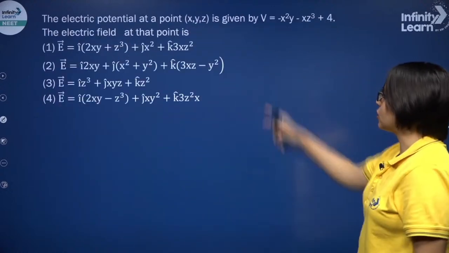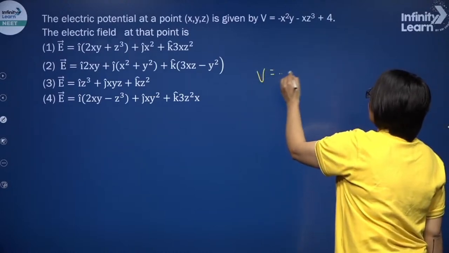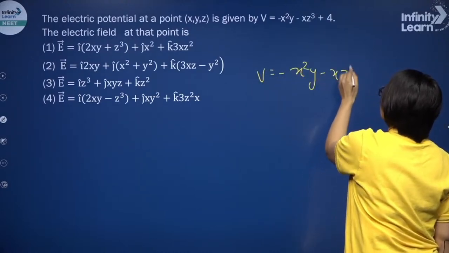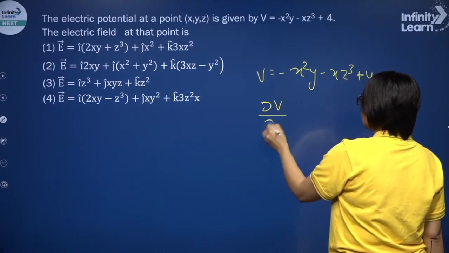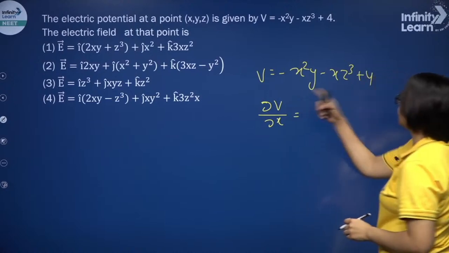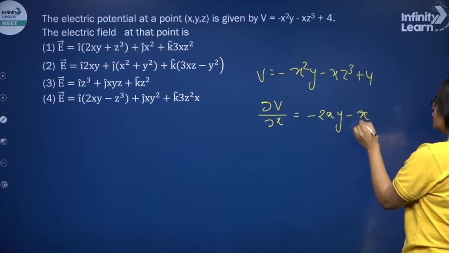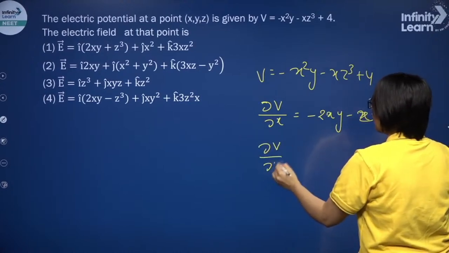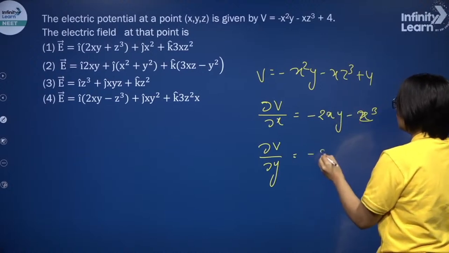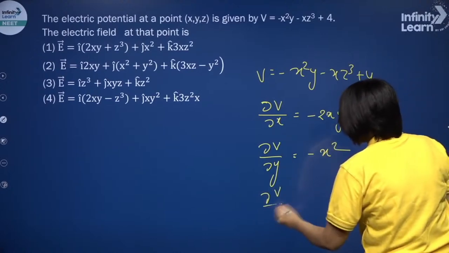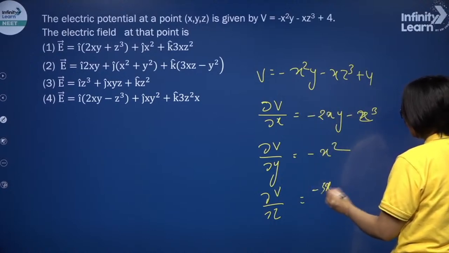Next is, electric potential at a point x, y, z is given by V equals minus x square y minus x z cube plus 4. Electric field is, so del V upon del X is the differentiation of this complete term with respect to X. So it is minus 2XY minus Z cube. Del V upon del Y, that is partial differentiation of this expression with respect to Y, is minus X square. And del V upon del Z is partial differentiation of this term with respect to Z. So this is minus X into 3Z square.